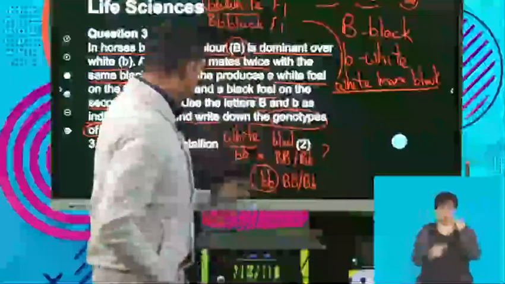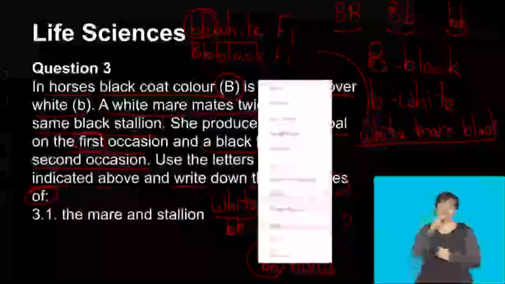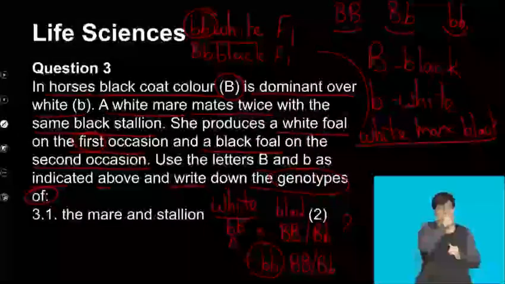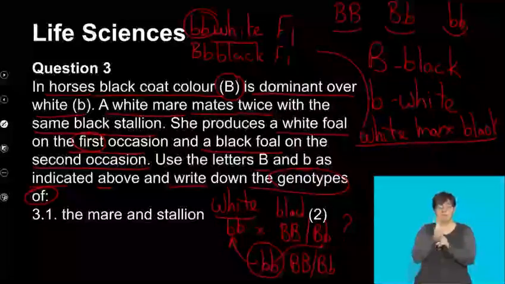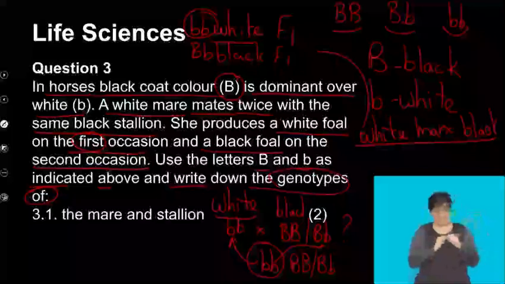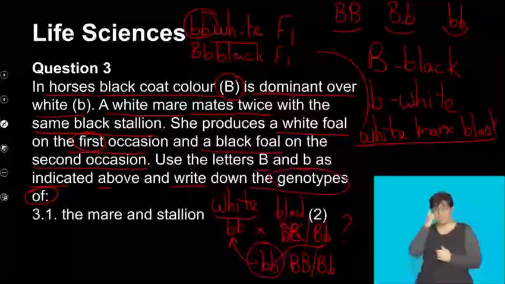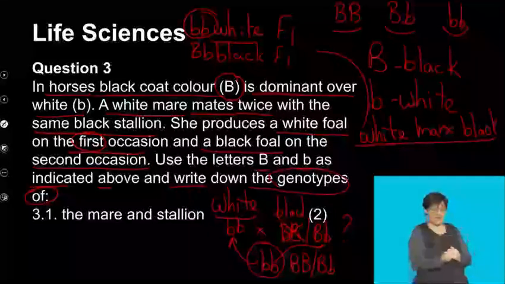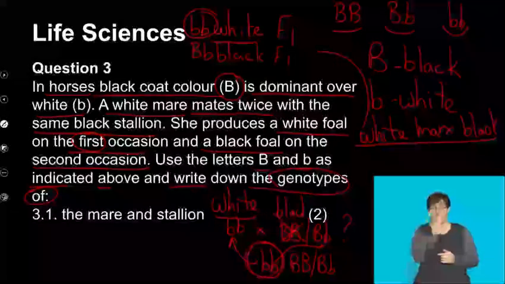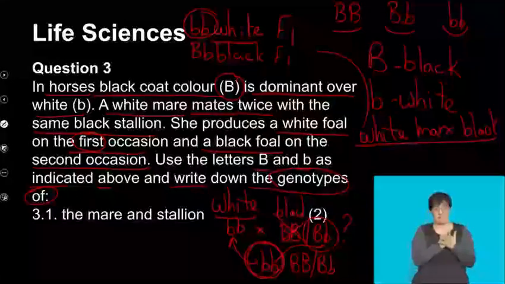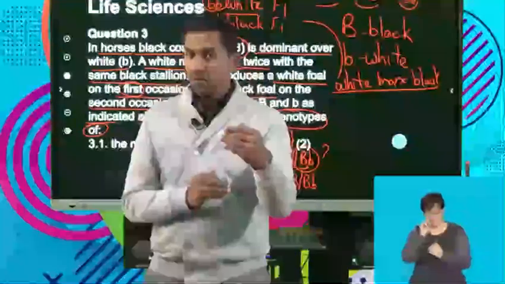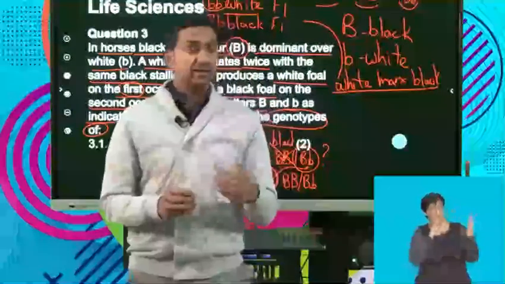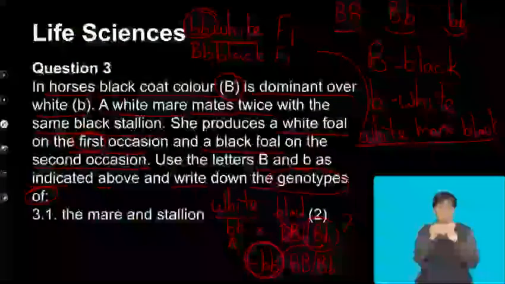So if we reflect on this, it means that this small b comes from the mother, and the other small b has to come from the father. In this case, it cannot be this individual, or else you will not get a white foal in the offspring. So just by looking at this individual, we are able to identify that the father, who is black, has to be heterozygous. That is the initial unpacking that you need to do in this question, and it helps you to read into the questions and have a better understanding of how to answer the questions that come. So let's look at this.